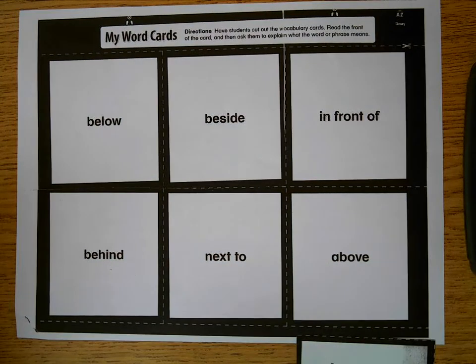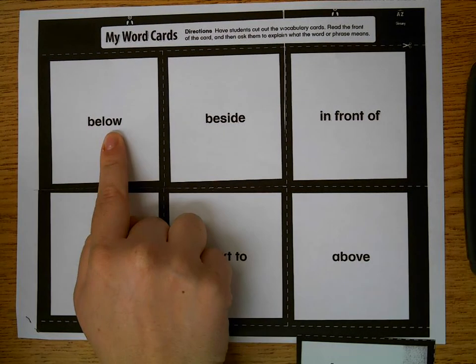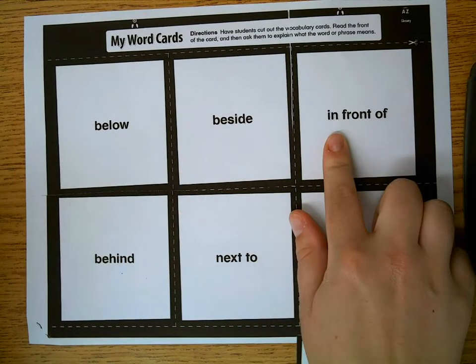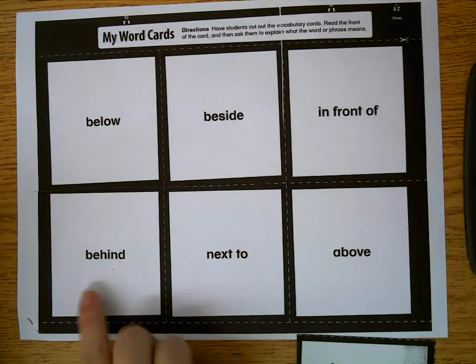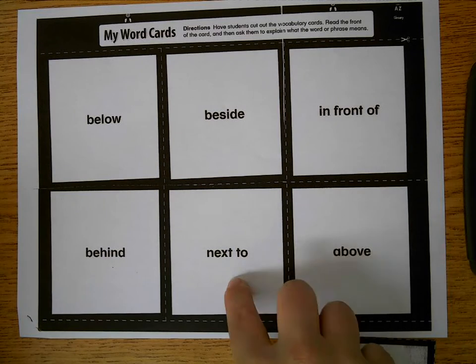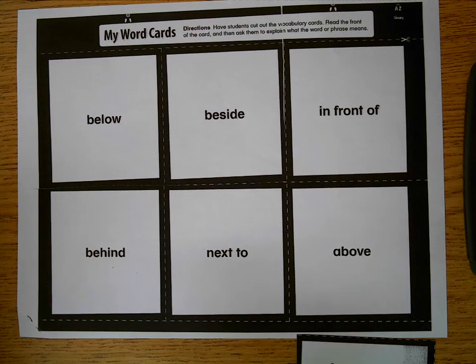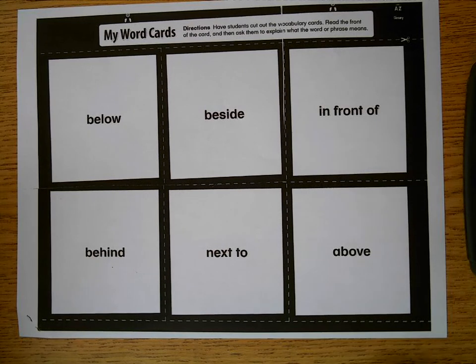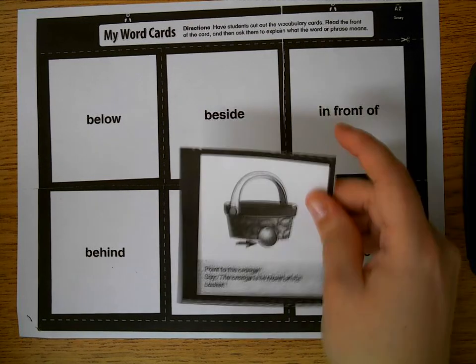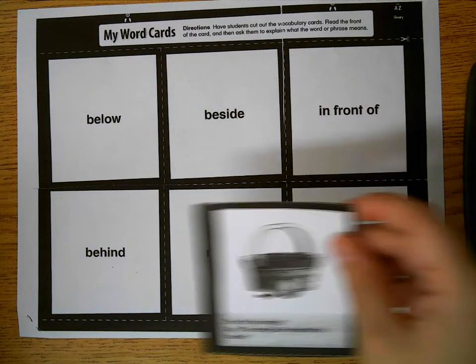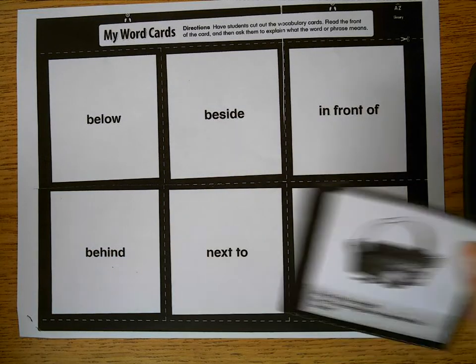So what we're going to do is look at these words quickly. This one is below. This word is beside. This one is in front of. This word is behind. This word is next to. And this last word is above. Those are words that talk about the position of an object. And what we're going to try to do is sort our pictures so that we glue them on top of the correct word.